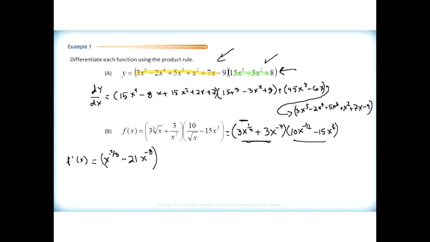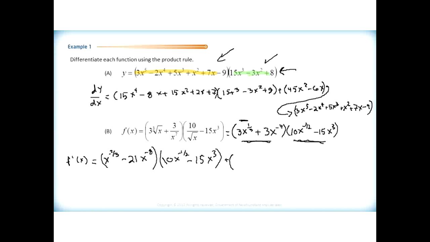Okay, so what I've done there is I've just differentiated this portion right there. And now I'm going to multiply by the second part. So this stuff over here, without taking any derivatives now, we have 10x to the power of minus a half minus 15x cubed. So that's the first term in my product rule, f prime g, or the derivative of the first times the second. I'm going to add the derivative of the second bit now.